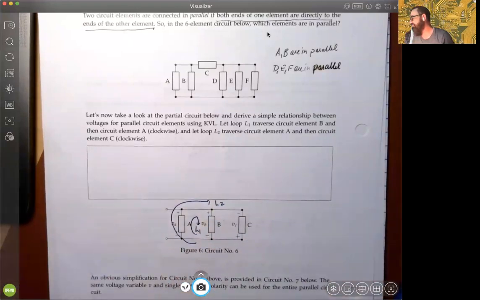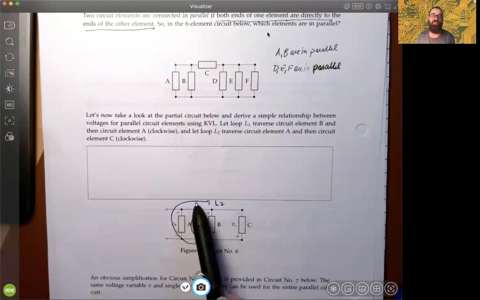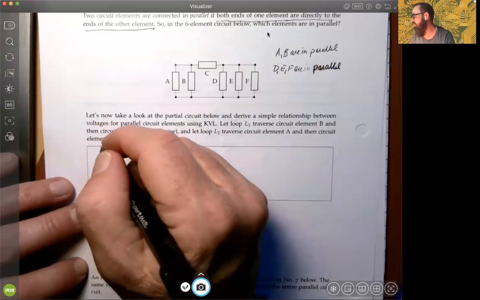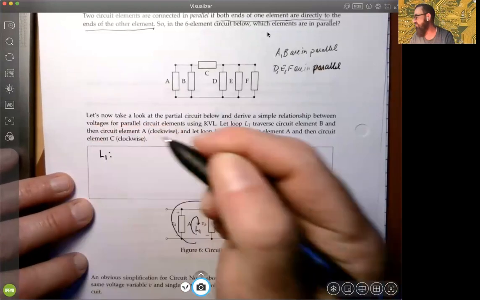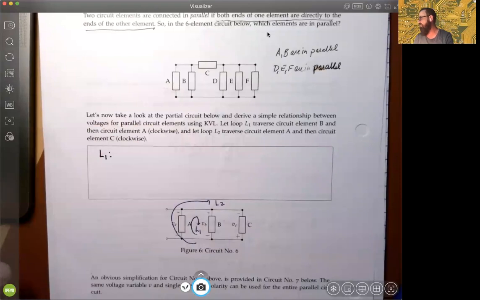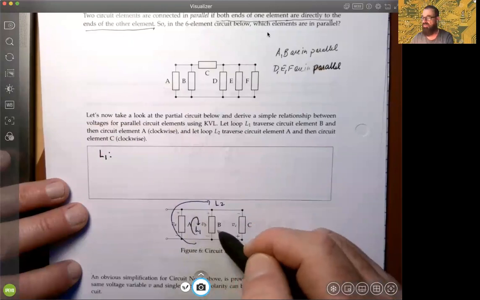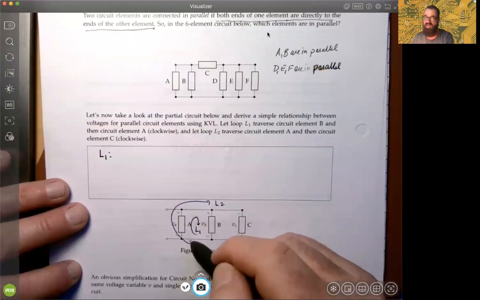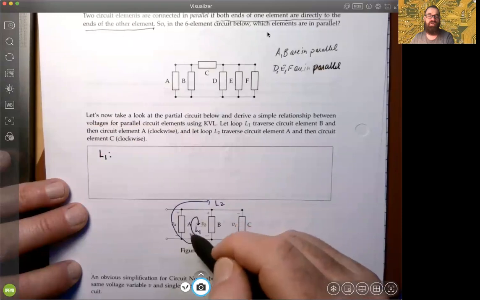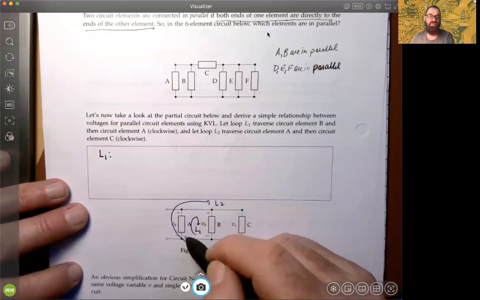So we're going to involve A and B for loop 1, and then we're only going to involve A and C for loop 2. Do you see that? It just depends on the closed path you want to go on. So if we're representing KVL on loop 1, we're just involving these two circuit elements A and B, as we go clockwise, imagining the current flowing this direction.